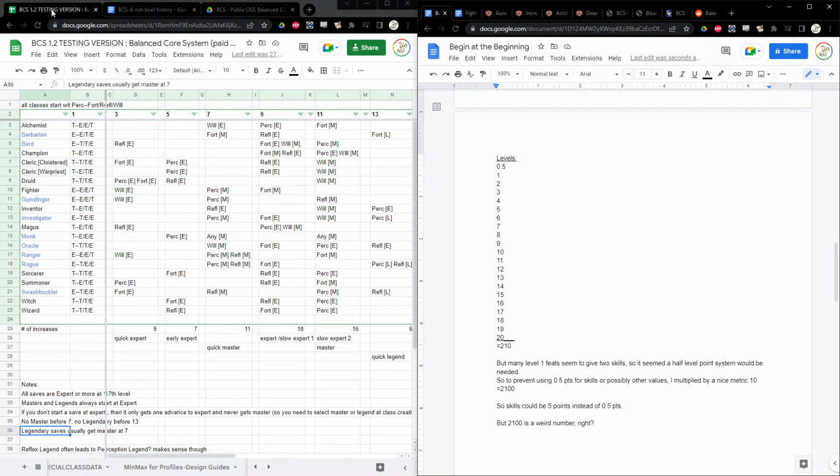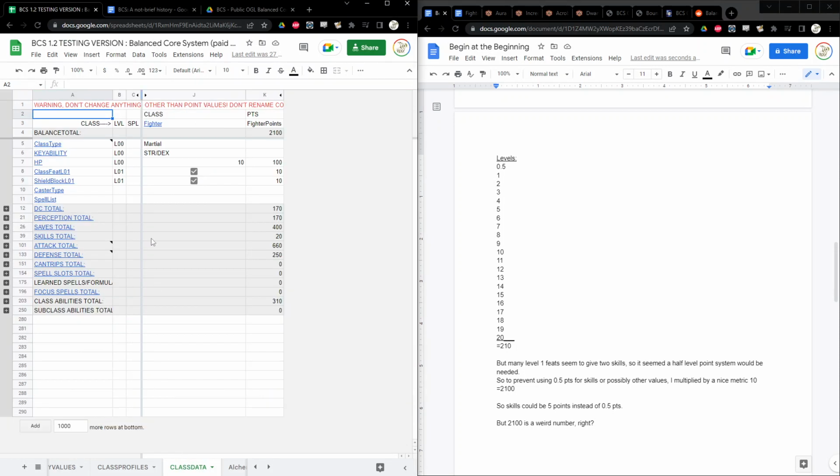If this is the current version here, we're going to be looking at the fighter class. As I said, it's one of the simplest classes, and it's where I started, because I thought if I can figure out the fighter, that's a good place to start, and maybe I can figure out other classes from there. So we're going to be looking at just the fighter on the class data and the values for that.